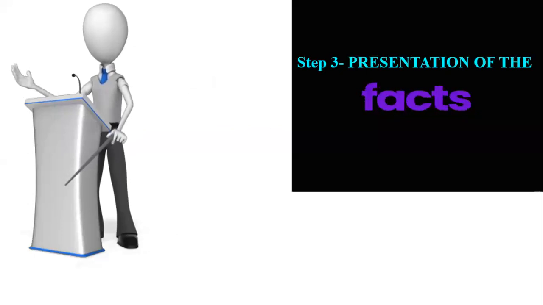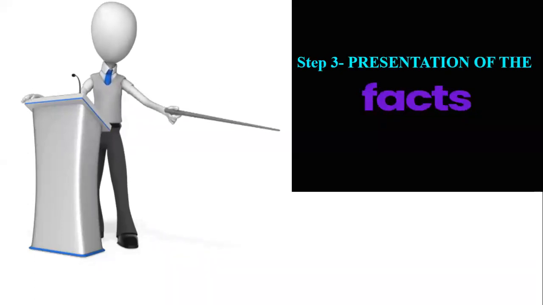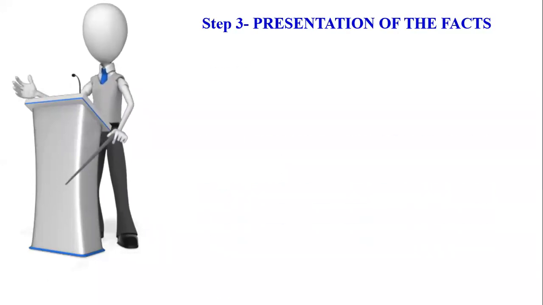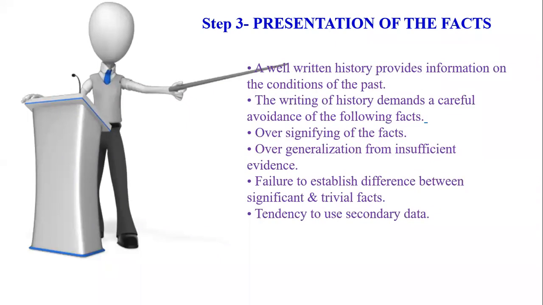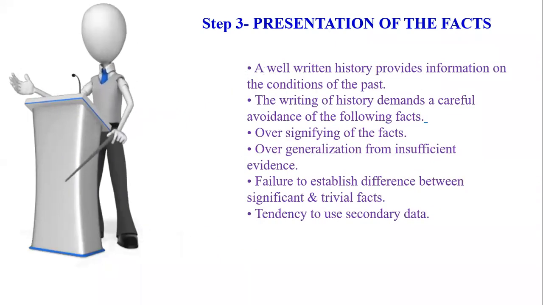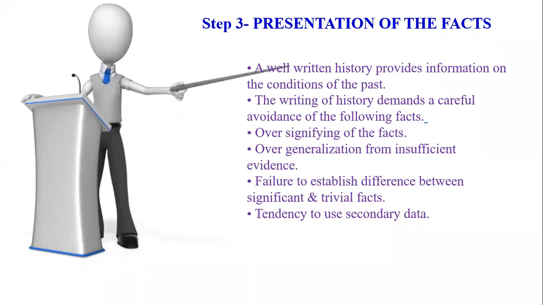So the last step, but not the least, is the presentation of the facts, which we collected in data collection, and after criticism, we are presenting the facts. Like you go for presentation, right? So a well-written history provides information on the condition of the past. We require that written history that provides a true event of the past, right?